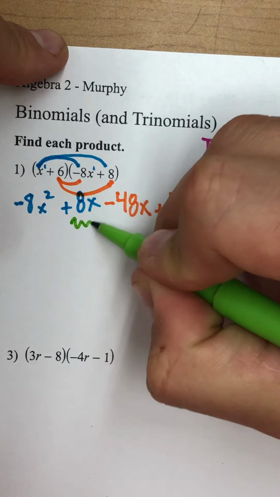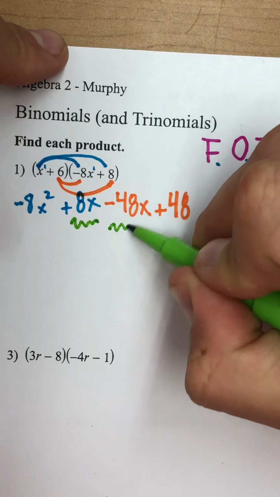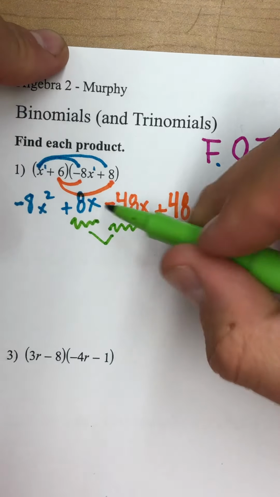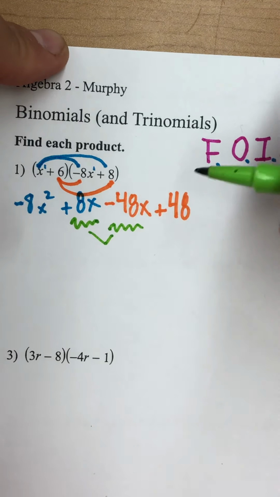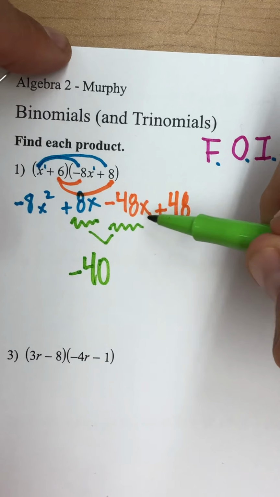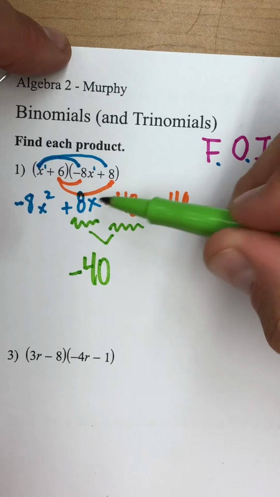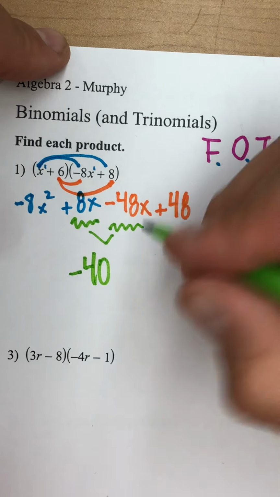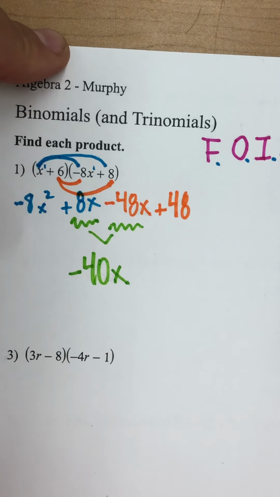We do have an 8x here, it's positive. We have a negative 48x right there. So let's combine those together. So 8 minus 48 is going to give us negative 40. Now, we're adding or subtracting, it means we're just combining like terms. This is not going to be an x squared. This is just going to be x. These are the like terms.